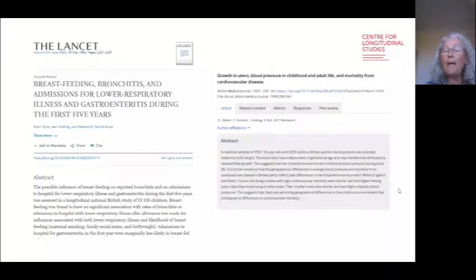So the second paper showed at age 10 that systolic blood pressure was inversely related to birth weight, and also suggested that geographical differences in childhood environment predisposed differences in cardiovascular mortality.